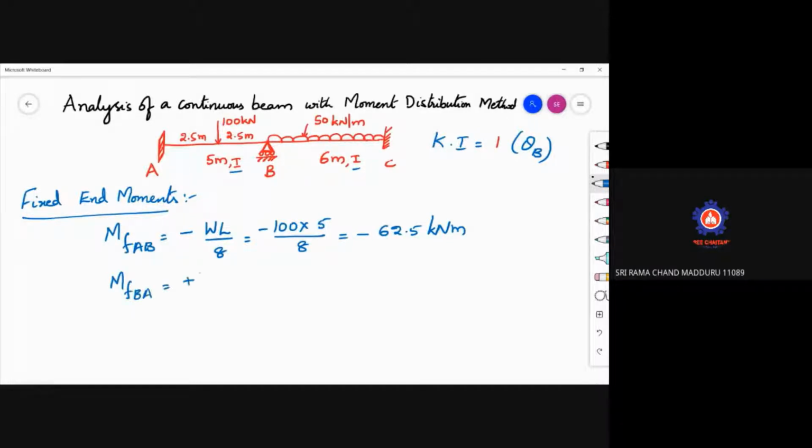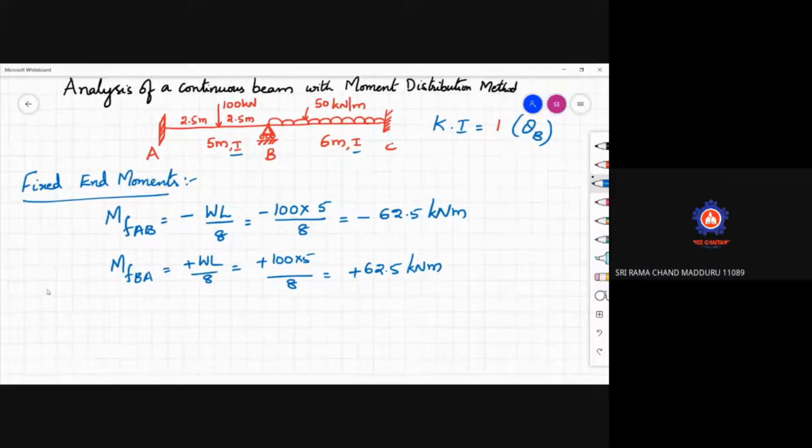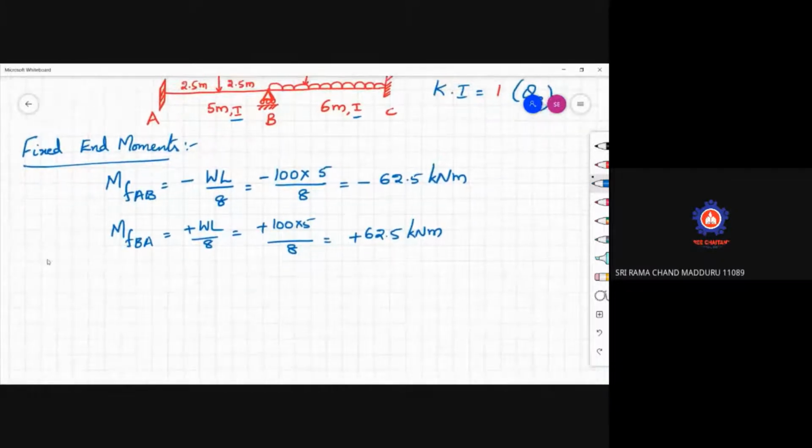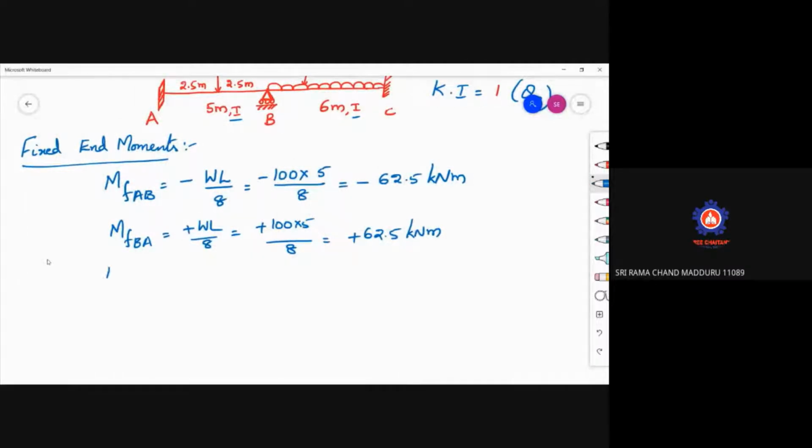MFBA is equal to plus WL by 8, plus 100 into 5 by 8, which is plus 62.5 kilonewton meter. So these are the fixed end moments of MFAB and MFBA. Now coming to MFBC. So MFBC is equal to minus WL square by 12, minus, W is 50 kilonewton per meter loading, L is 6 meters, by 12. So minus 150 kilonewton meter.